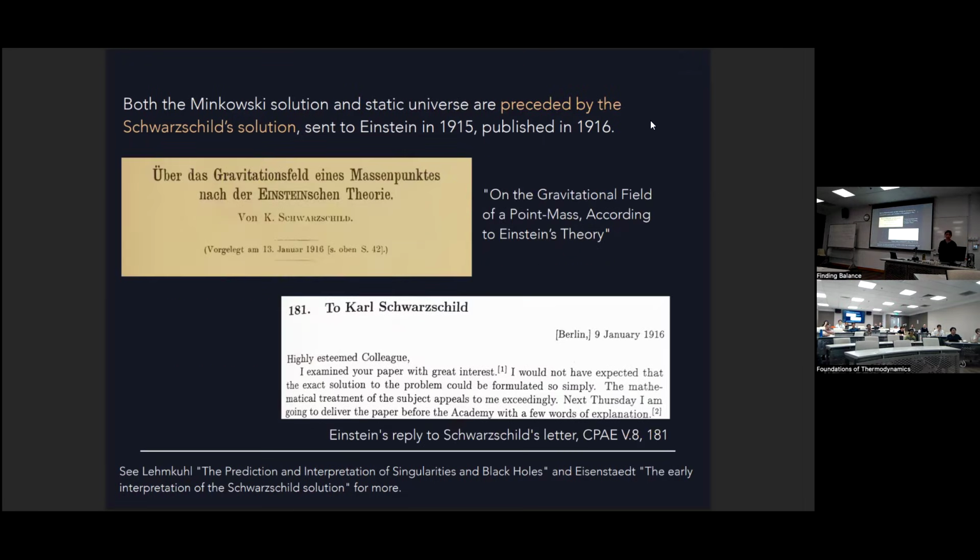So here's the original paper, Schwarzschild, "On the Gravitational Field of a Point Mass According to Einstein's Theory." And then Einstein's reply to Schwarzschild's letter, which I think is just cute. He says, "I examine your paper with great interest. I would not have expected that the exact solution could be formulated so simply." After all, he didn't do it himself. "The mathematical treatment of the subject appealed to me exceedingly," and he's going to deliver it before the Academy with some words. So this is the kind of early history of the Schwarzschild solution. So we're really seeing this as a predictive tool in GR and really modeling actual physical systems.